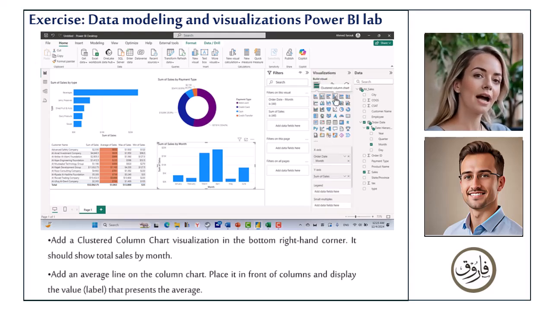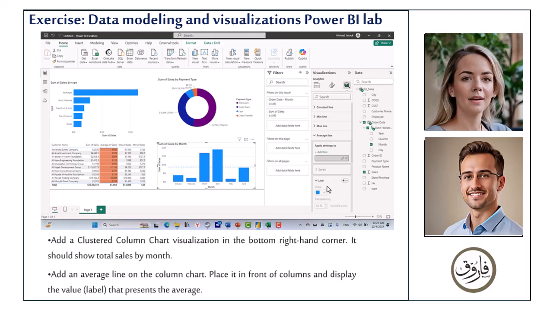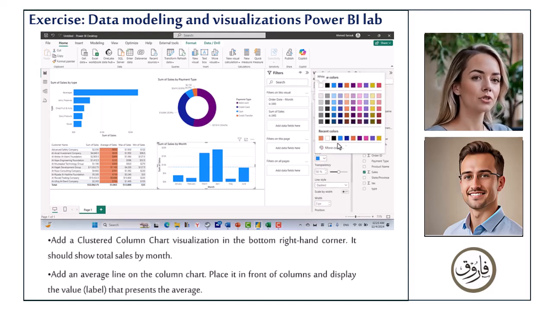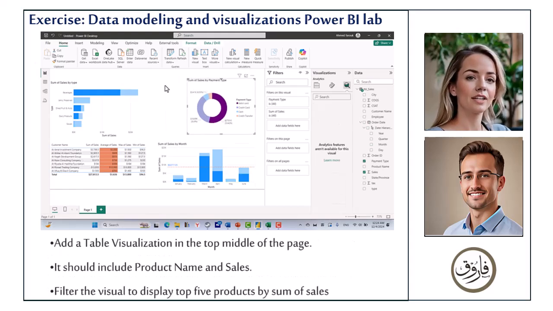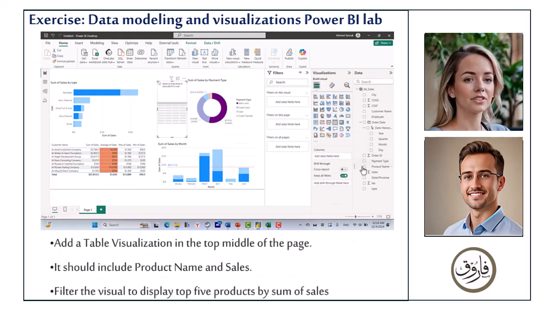The answer is that the type of analytics depends on the chart type. We cannot add an average line to a stacked column chart, but we can add one to a clustered column chart. After adding the average line, you can change its color and choose to display the value of the average.